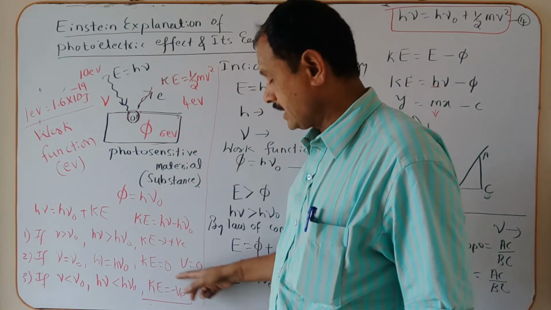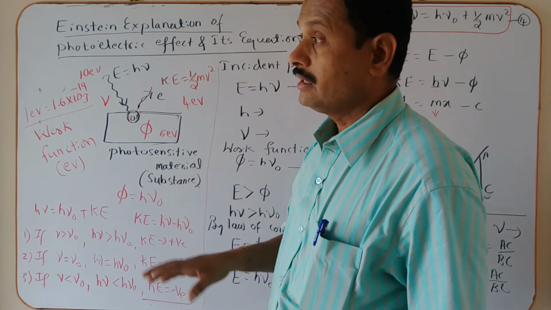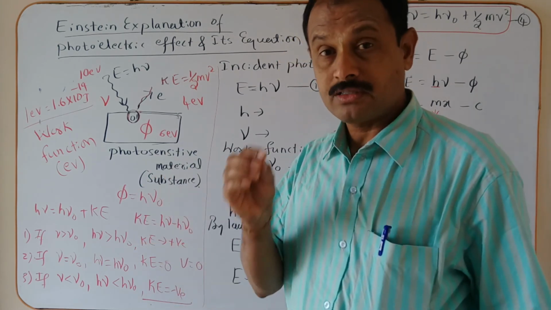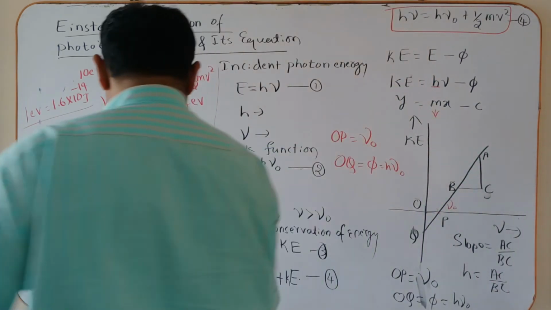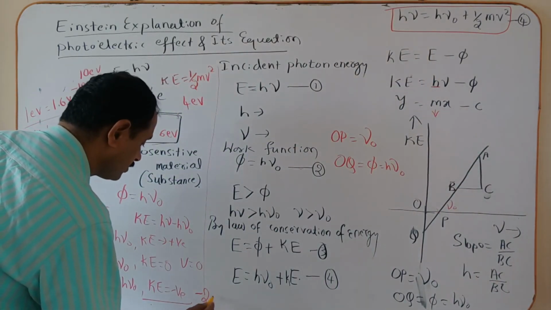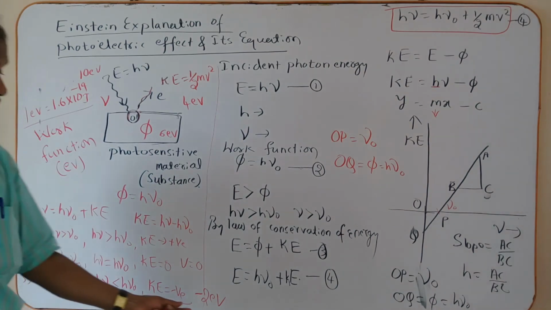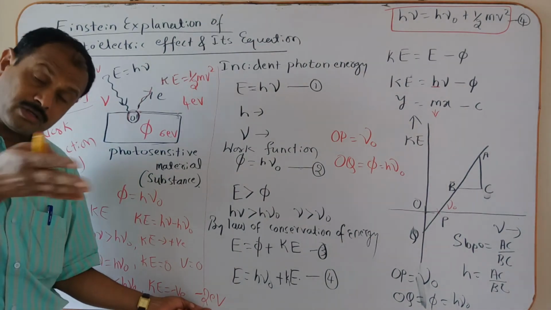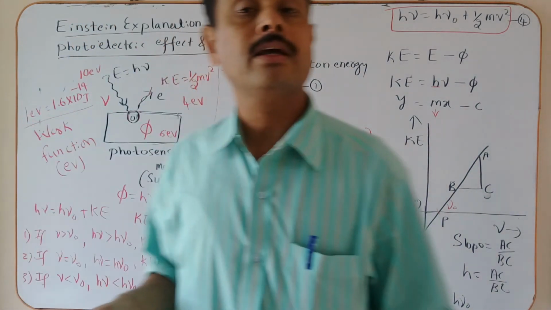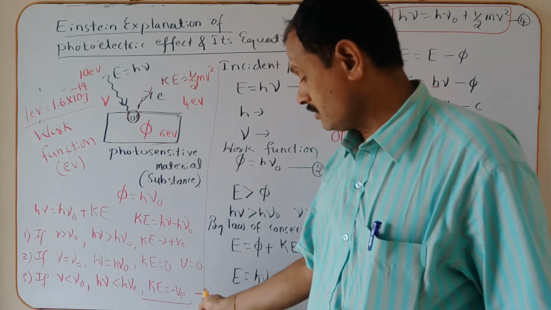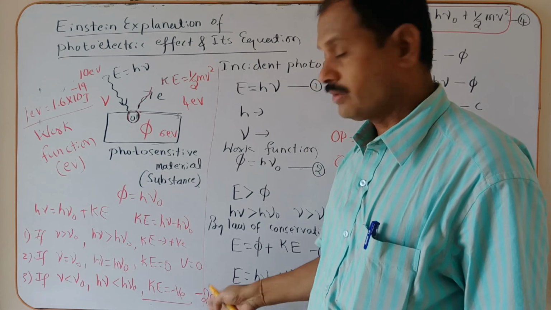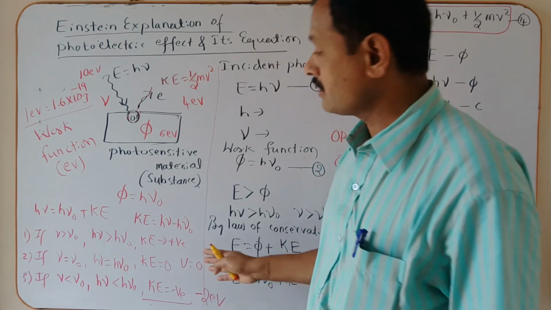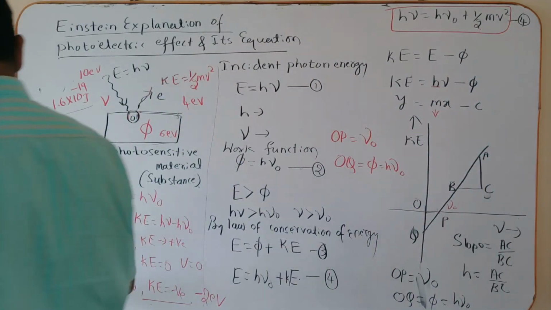The value of this negative number indicates how much energy is still required to just emit the electron. For example, if you get minus 2 electron volt, that much more energy is required for the photoelectron to be emitted.